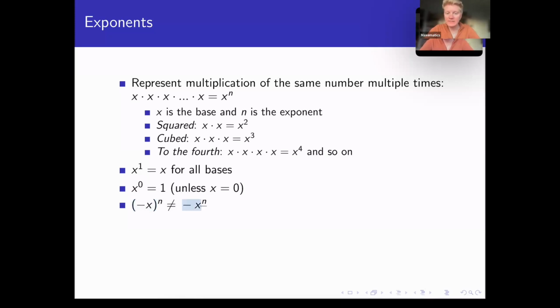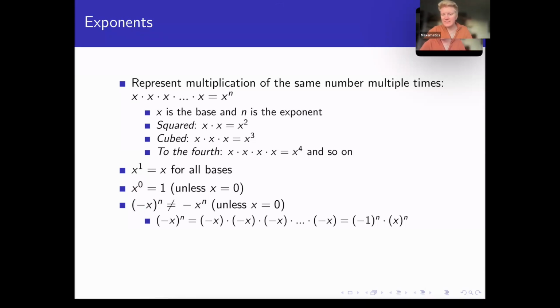But this says take x, raise it to the n power, and then make it negative. So again, placement of parentheses changes entirely what the thing is asking. So negative x to the n, again, is negative x times negative x times negative x so many times. But we can also do this as negative 1 to the n times x to the n.